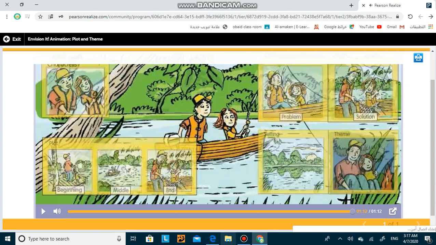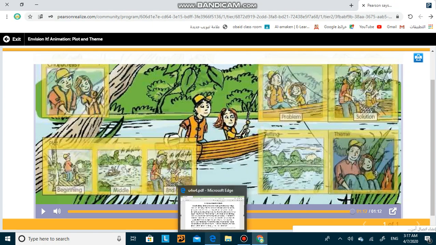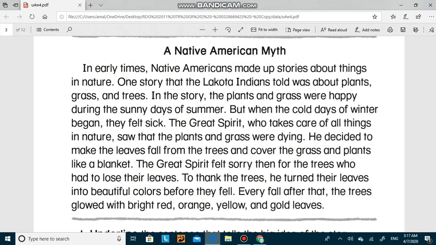Good. Now, my lovely students, let us go to page 327 from your Readers and Writers Notebook. Please open your notebook, page 327. Now, we will read a myth story. Do you know the meaning of myth? A myth is an old story that often explains something about nature. Are you ready?